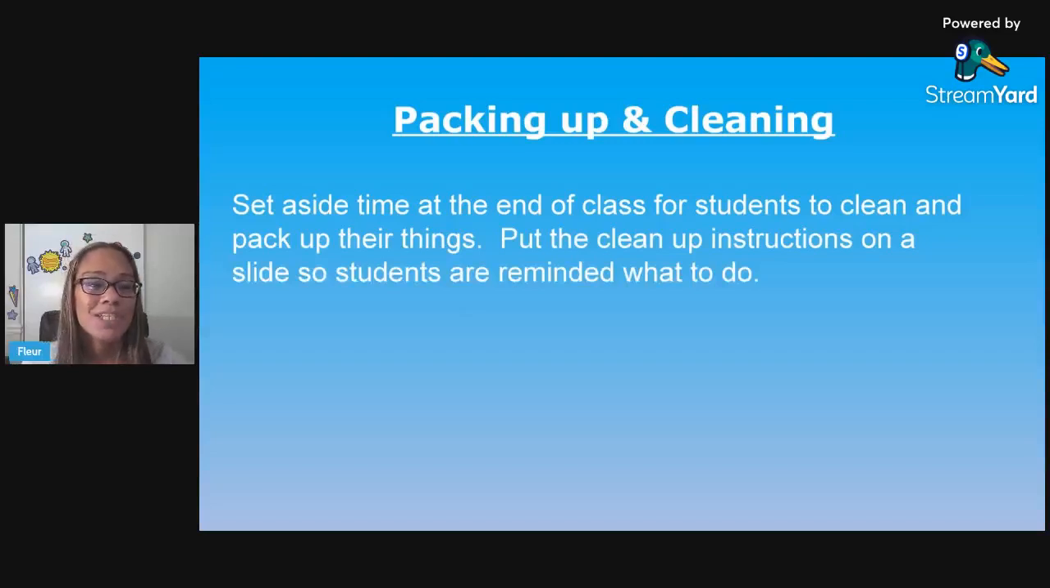All right, next procedure, packing up and cleaning. So at the end of class, set aside some time for students to clean and pack up. I usually give them about 5 minutes, but if it's a messier thing that we're doing, I'll give them more time. Post the instructions on the screen. I always have a visual for them because it's a good reminder for those kids. That way they know what to do, and of course, tell them what to do.